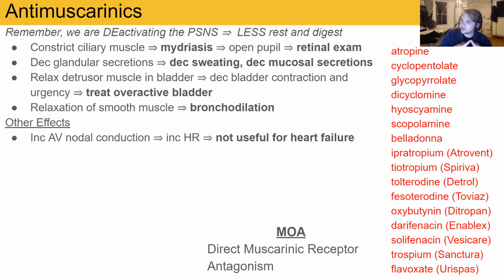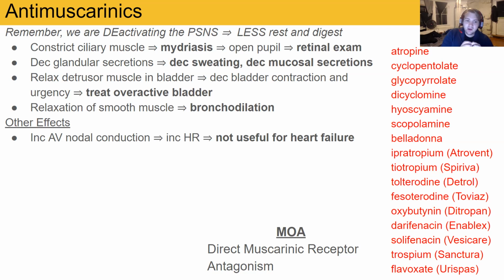So for those of you who have gone to the optometrist, they put those drops in your eye, causing your eye to open. They're using an antimuscarinic. Likewise, if we want to decrease sweating or decrease the mucosal secretions, say in the stomach, then using an antimuscarinic is useful because we're going to be decreasing all those glandular secretions. We can treat an overactive bladder by decreasing the bladder contraction of the detrusor muscle by relaxing it.